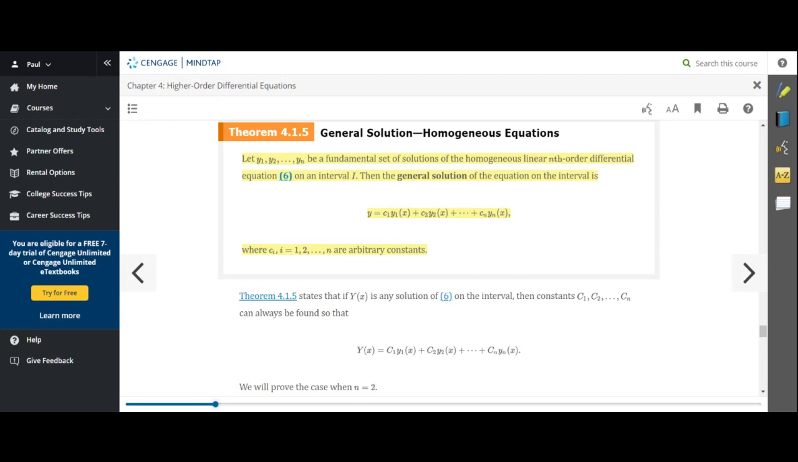All right, and that's really some key ideas behind section 4.1. Are there any questions? Okay, I'll stop the recording.